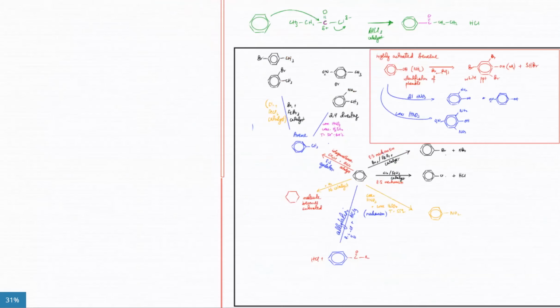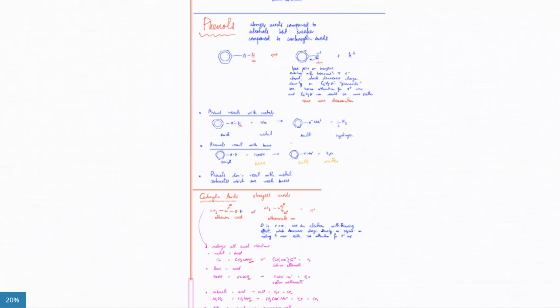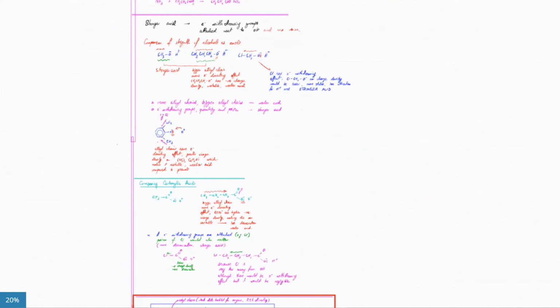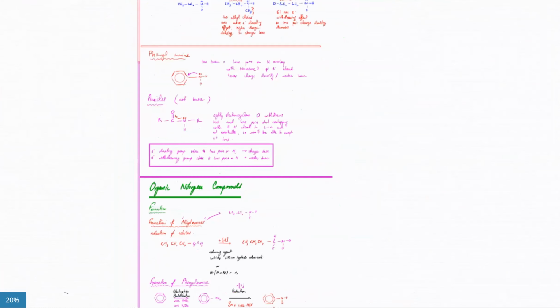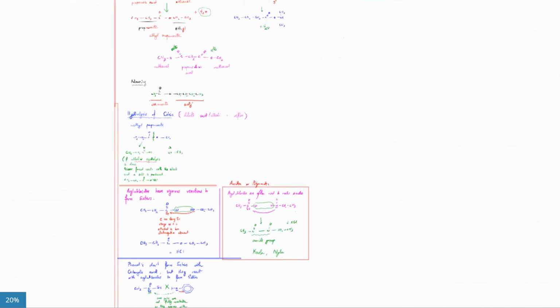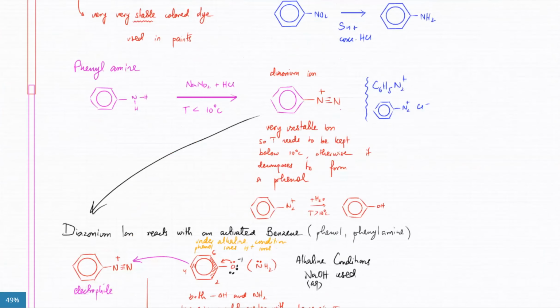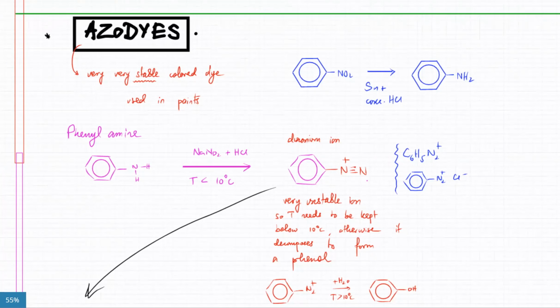So that was studied where, one second. Phenols, they are probably dye stuff. So this is nitrogen compounds, organic nitrogen compounds. One second. Azo dyes. So dye stuff, you can make azo dyes. For azo dyes, you need a phenylamine.